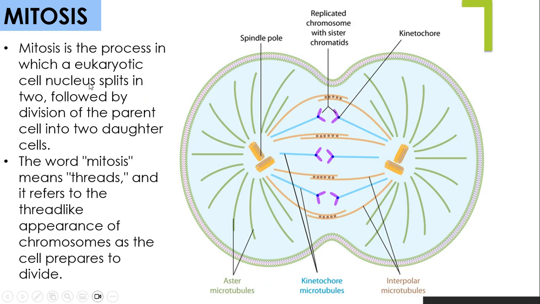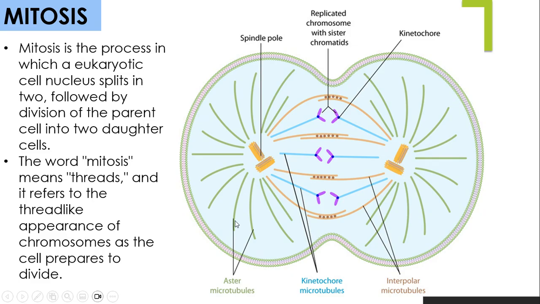Mitosis is a process in which a eukaryotic cell nucleus splits in two, followed by the division of the parent cell into two daughter cells. The word mitosis means threads, and it refers to the thread-like appearance of chromosomes as the cell prepares to divide, right? So this is a spindle pole right here. Replicated chromosomes with sister chromatids. These are sister chromatids. And that little blue point is called the kinetochore, right?